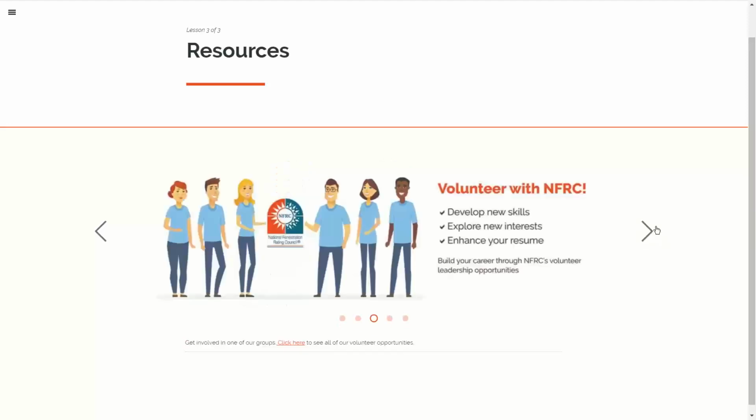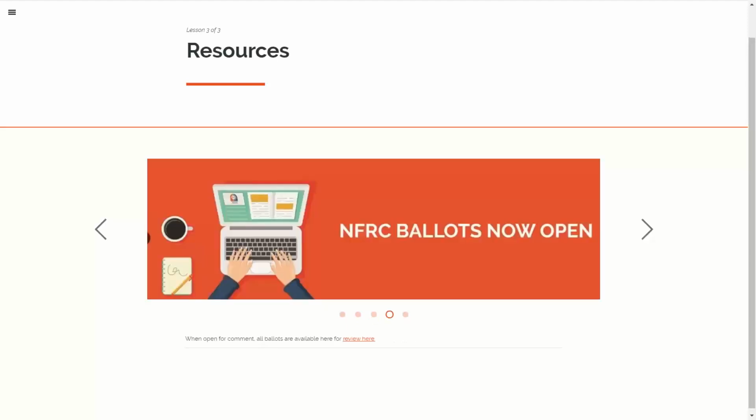And I did mention that task groups are the best place to develop ballots. So here's a link to our volunteer webpage. If you're interested in volunteering, please click on the link below for the volunteer opportunities. This page also contains a link to all of the active task groups as well. And finally, NFRC does have a webpage for our ballots. So you can use this link to see what ballots are underway for the next meeting.